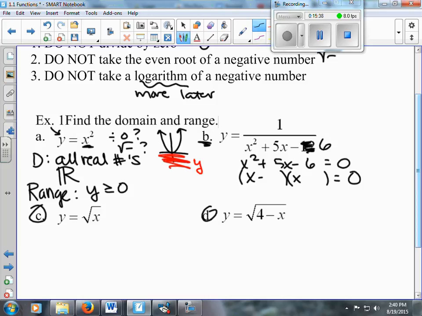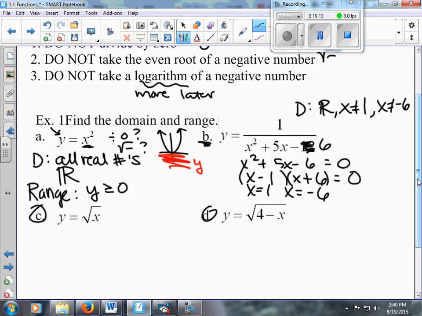All right. Okay, so if this is x squared plus 5x minus 6, this is the same as x minus 1 times x plus 6. That's how that would factor. And so x equals 1 and x equals negative 6, those would make the denominator 0 in this new question. So for the domain, our domain is all real numbers except x is not allowed to be 1 and x is not allowed to be negative 6. That is the domain there.